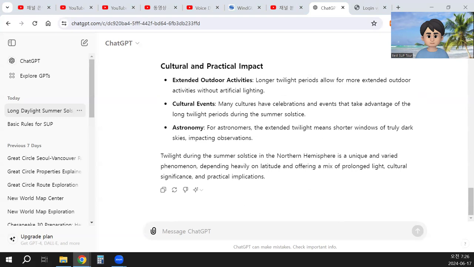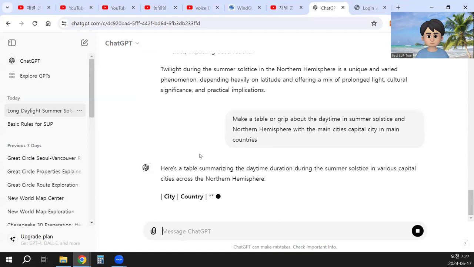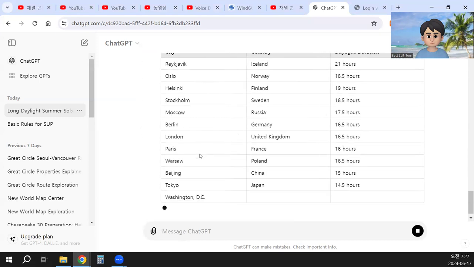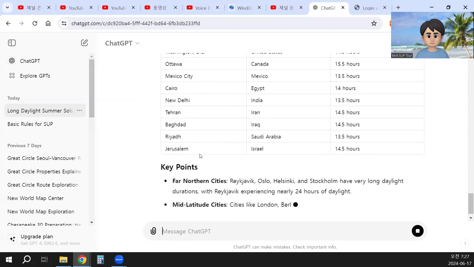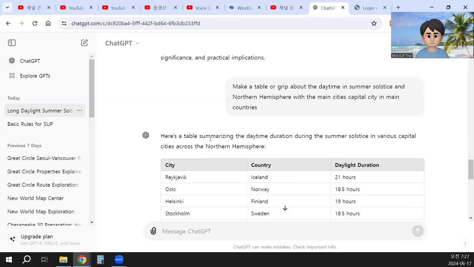Make a table or graph about daytime in the summer solstice in the Northern Hemisphere with the main cities, capital cities in main countries. I can get more detail about this with this.